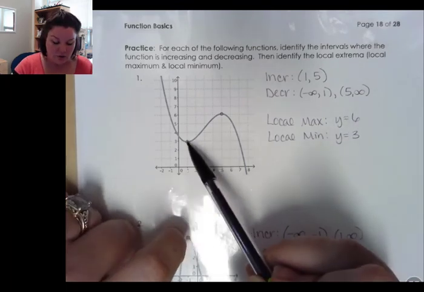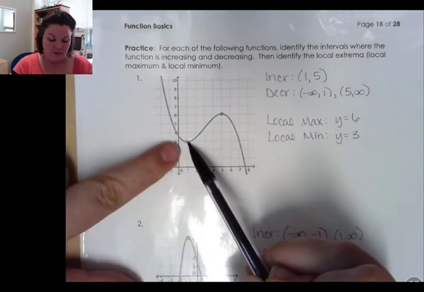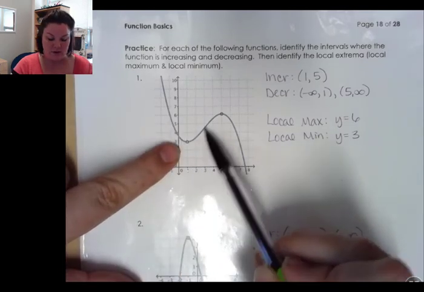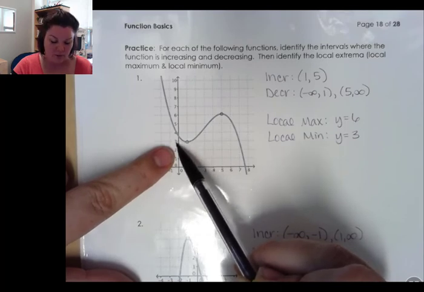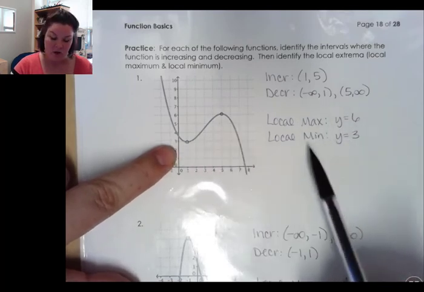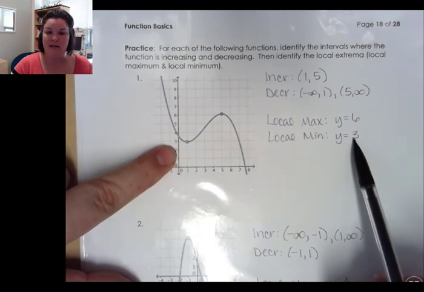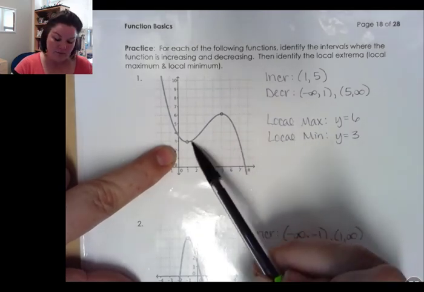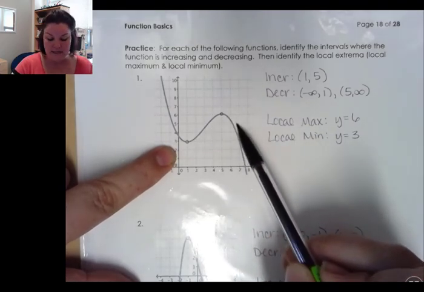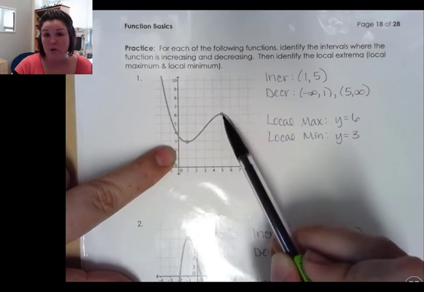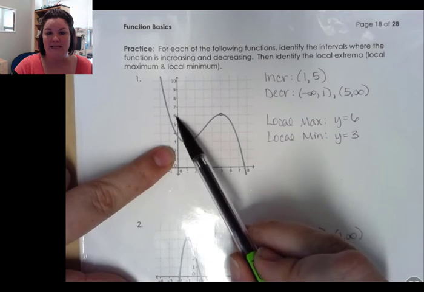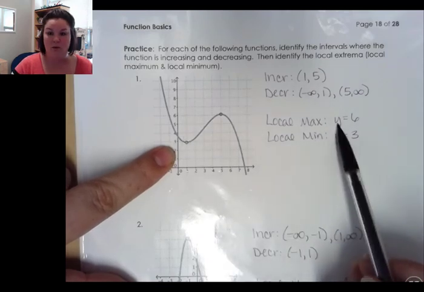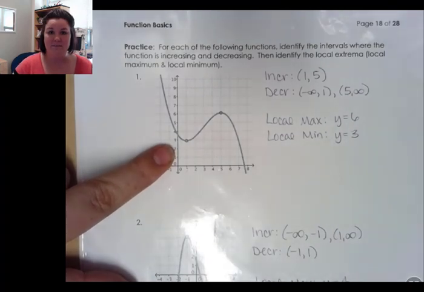Okay, I had 2 turning points. This one is where it changed from decreasing to increasing, which created a minimum, and the minimum value at that point was 3. So I have a local minimum at y equals 3, and then I have another turning point where we went from increasing to decreasing, which creates a local maximum, and the maximum y value at that point is 6. So I have a local max at y equals 6. Okay, let's look at the second one.